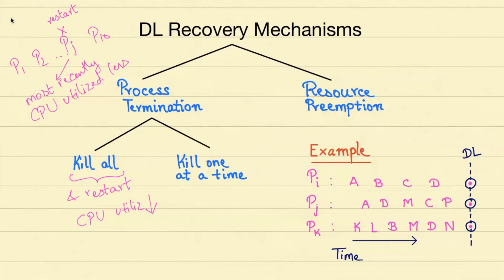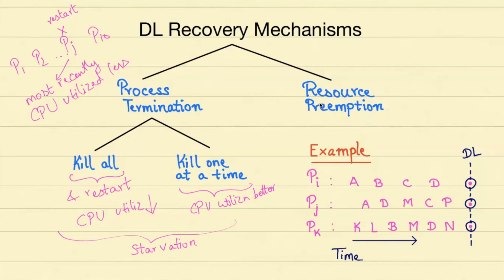Either I can kill all the processes, or I can kill one process at a time and restart that process. If I kill all the processes, my CPU utilization will be lesser. If I kill one process at a time and restart the system, my CPU utilization will be better in comparison to killing all the processes. But there is a chance of starvation in both cases. Why is there starvation? Actually, I have explained starvation in previous videos. Think of the situation why there can be starvation and put your thoughts in the comment section.